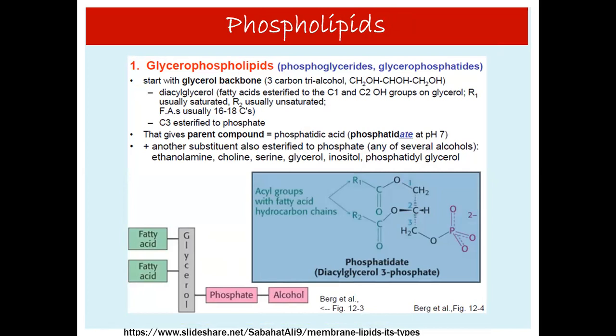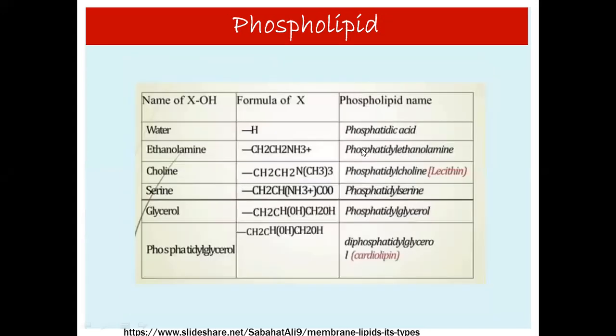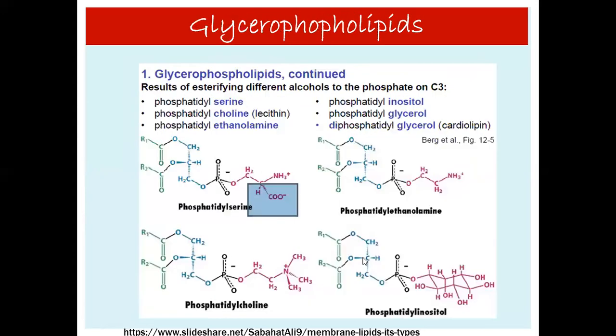C3 esterified must be with the phosphate group that gives the parent compound. Okay, the basic one, that is phosphatidic acid, where the X group is hydrogen plus another substituent also esterified to phosphate: ethanolamine, choline, serine, glycerol, inositol, phosphatidylglycerol. All these we can find in that particular X position. According to which particular extra group is there, we put the name in this way: phosphatidylethanolamine, phosphatidylcholine, phosphatidylserine, phosphatidylglycerol, etc.